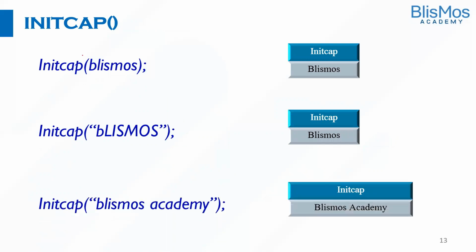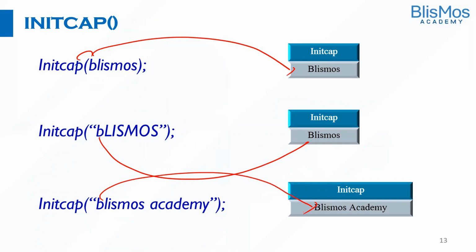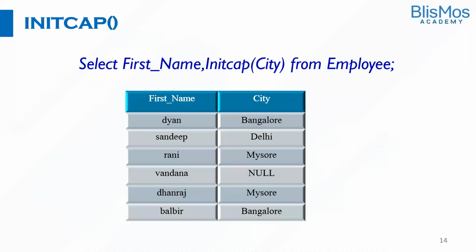So here you can see initCap: blissmas, blissmas and blissmas academy. So you can see this is also converted. If you want to use it on any particular column, all you have to do is specify that column as an argument to the function. It will capitalize the first letter of all the strings in that particular column. Wonderful. We'll see all of these things as a part of the hands-on.